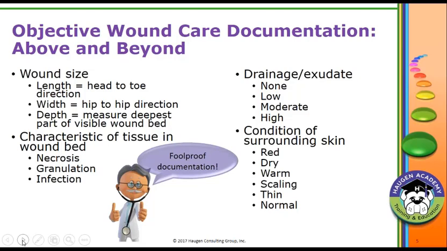So wound size, length, width, and depth, showing that there is some of that healing from the outside in and from the bottom up. They also need to know any characteristics of the tissue within the wound bed. Is there necrosis, is there granulation, or is it infected? They also want to know if there's drainage or exudate and what kind or how much of that there is, as well as the condition of the skin that surrounds that wound. What does it look like in general?